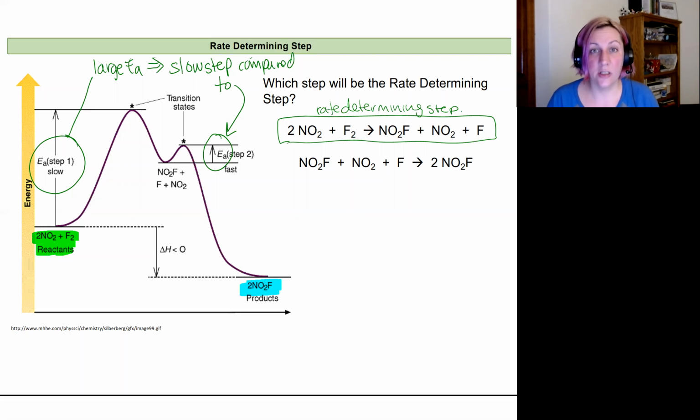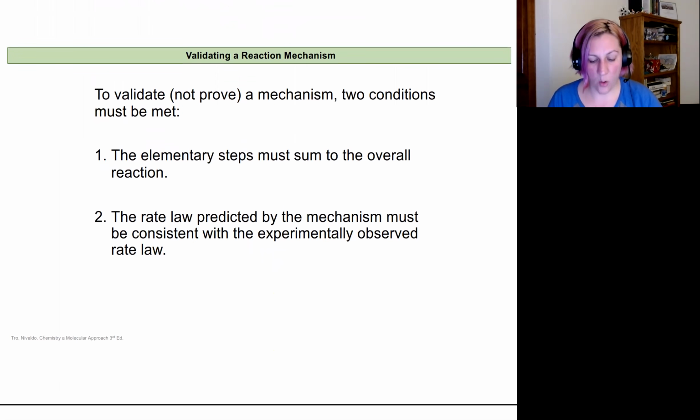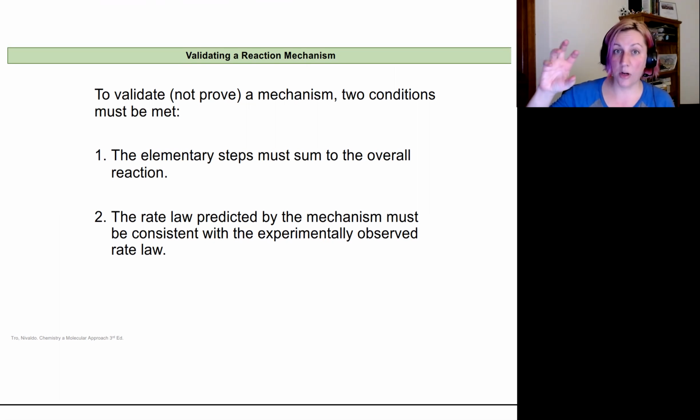Now, we're going to use this as we learn about validating mechanisms. So I'll just kind of preview this here. We've already talked about how the elementary steps need to sum up to the overall reaction. And now we'll also see that our rate law that's predicted by our mechanism should be consistent with the experimentally observed rate law. That means the rate law that the slow step of our mechanism predicts should match the orders that we see experimentally for the rate law for the overall reaction. And so we'll walk through this process of validating in the next video.